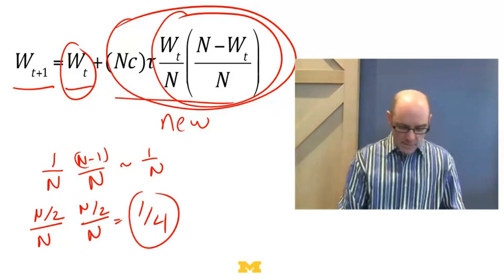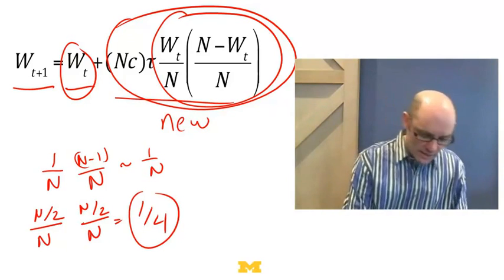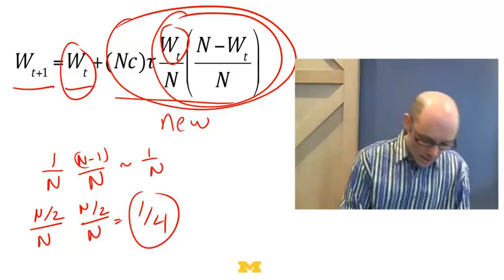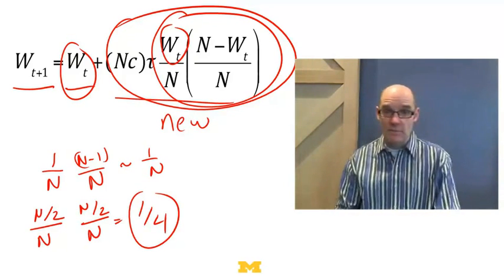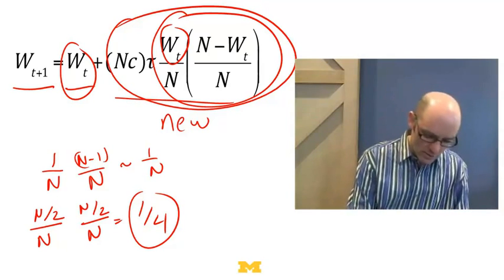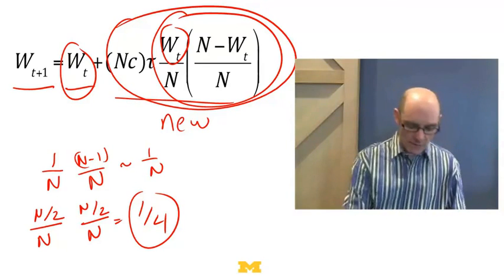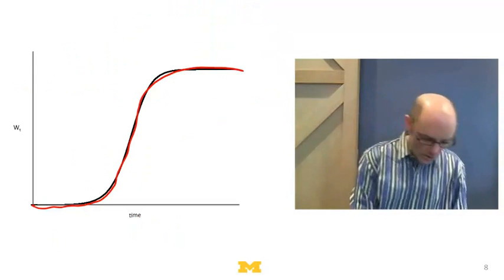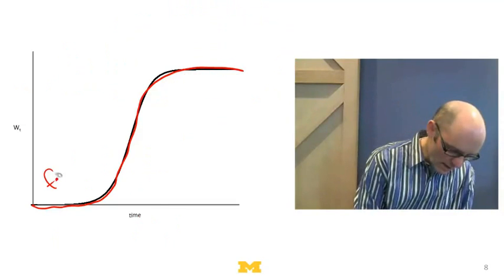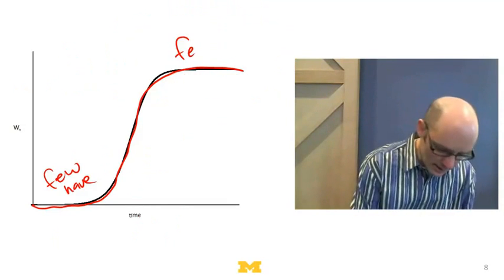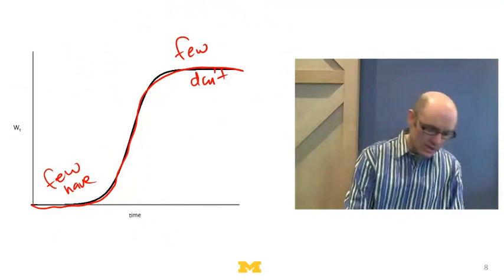So what's going to happen is that early on, since not many people have it, there's not many people who can spread it. In the middle, half the people have it, half the people don't, so it's going to spread really fast. Later on, when W is almost equal to N, a lot of people have it, but there's very few people who don't have it, so there's not many people who can spread to. So early on, there's few people who have it, and so it can't spread very fast. Later on, there's few people who don't have it, and so it can't spread very fast. So you get an S-shaped curve.